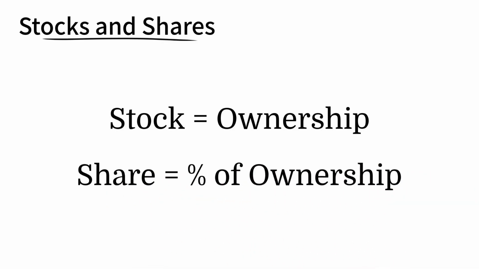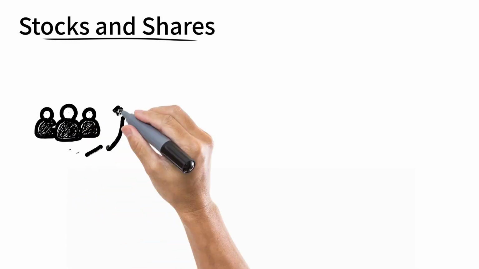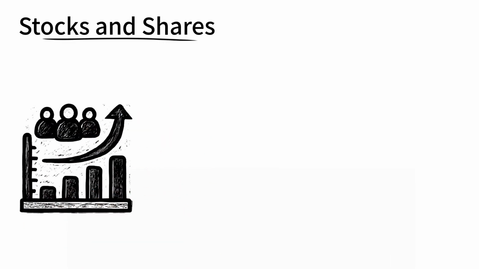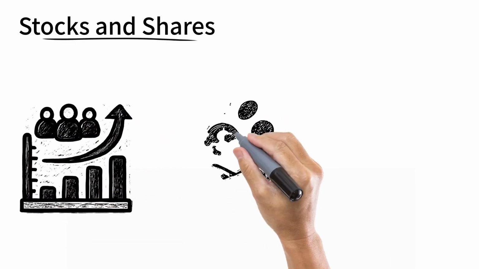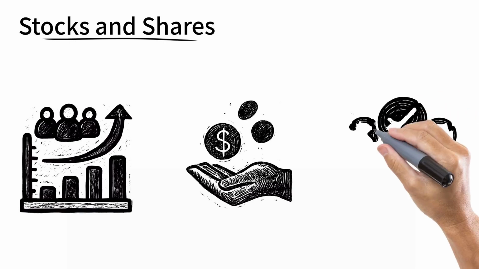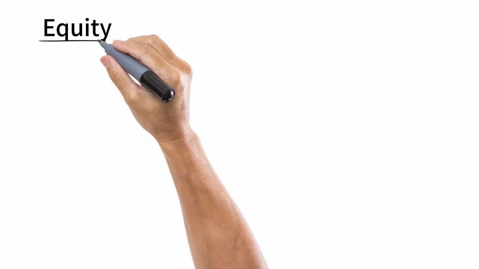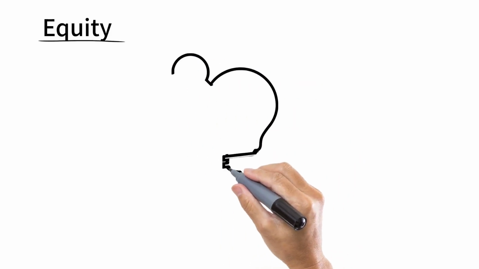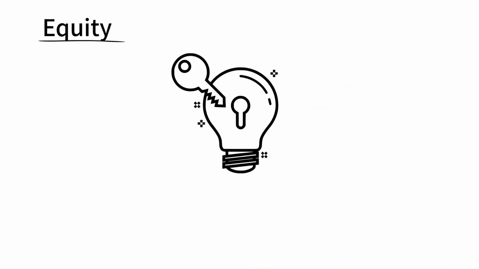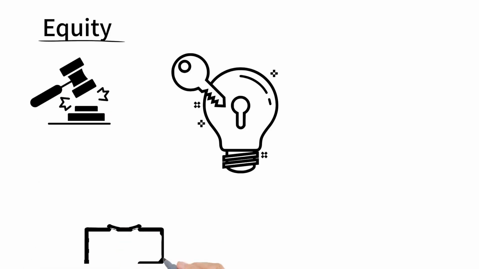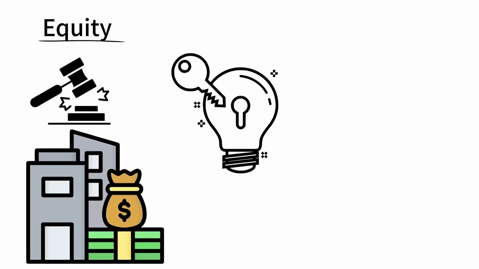Owning stocks or shares gives you certain rights, like participating in company growth, receiving dividends if paid, and sometimes voting on company decisions. Equity is a similar concept. Equity is another word for ownership in a company. When you own equity, it means you have a claim on a company's assets and profits.